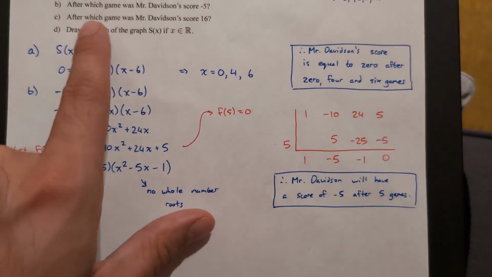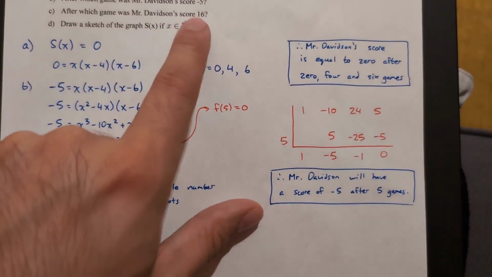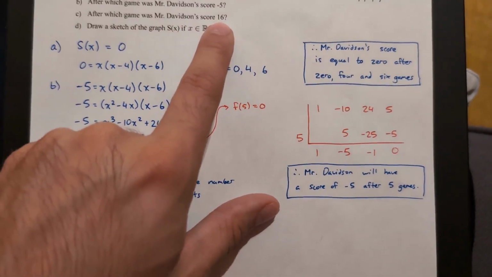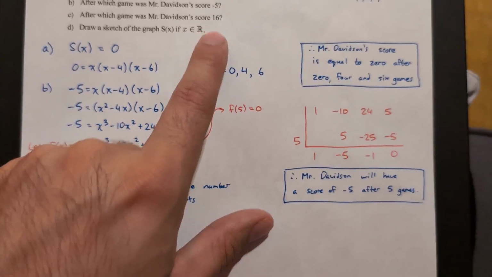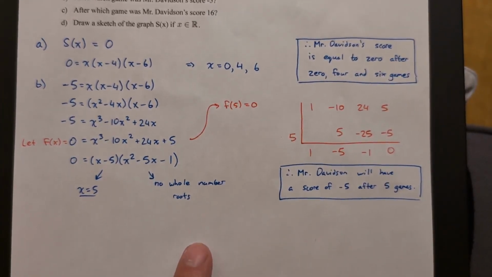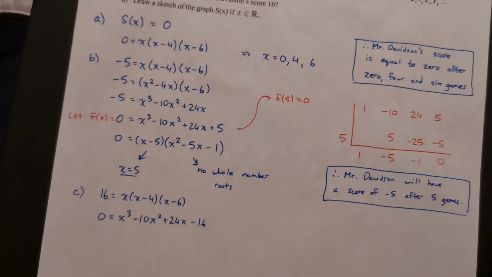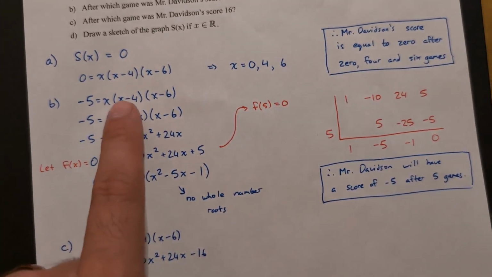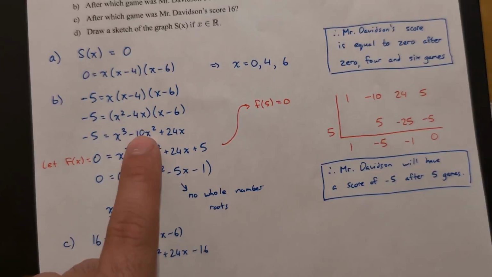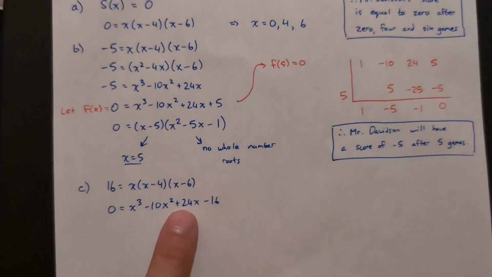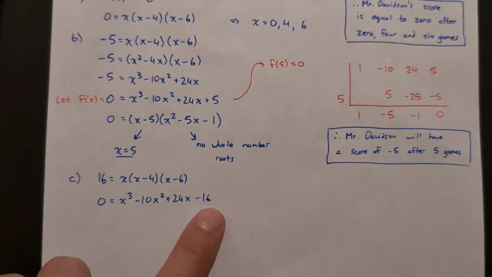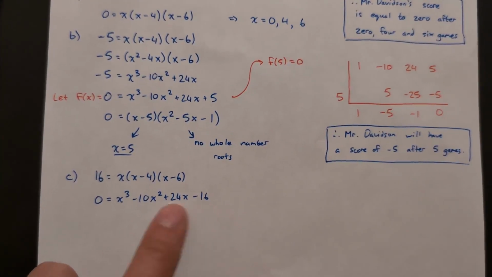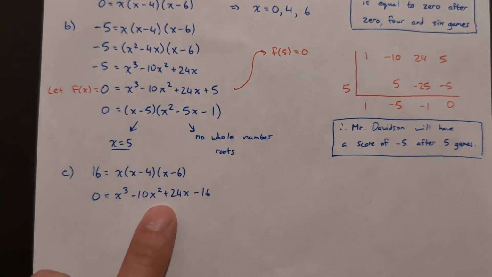Part C, after which game was Mr. Davidson's score 16? Well, very similar question to the one above. And so because it is so similar, well, we already did this expansion up here. We expanded this out. We got x cubed minus 10x squared plus 24x. That 16 comes over, becomes a -16. And so we have another cubic equation that we can try to solve.